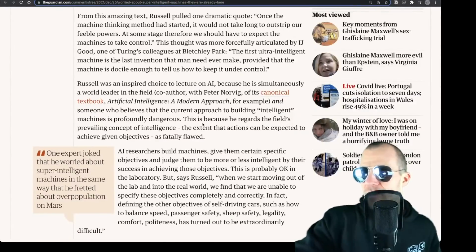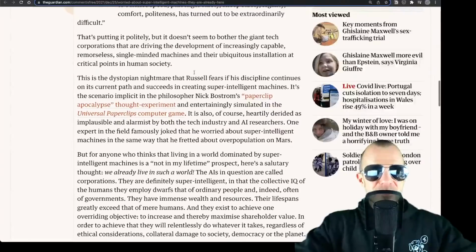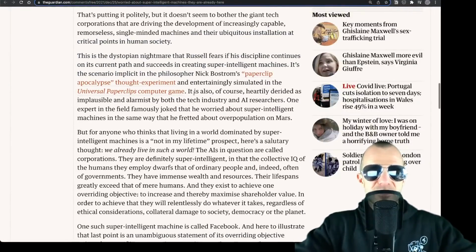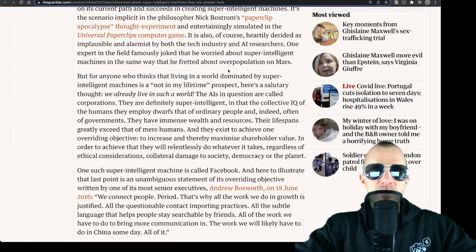And so I was interested in this article, and it has three paragraphs of people have been worried about AI machines, and it finally comes to these dystopian fears, Nick Bostrom, yada, yada, yada. And then it says, "But for anyone who thinks that living in a world dominated by super intelligent machines is a not-in-my-lifetime prospect, here is a salutary thought. We already live in such a world. The AIs in question are called corporations. They're definitely super intelligent. The collective IQ, they have immense wealth and resources."